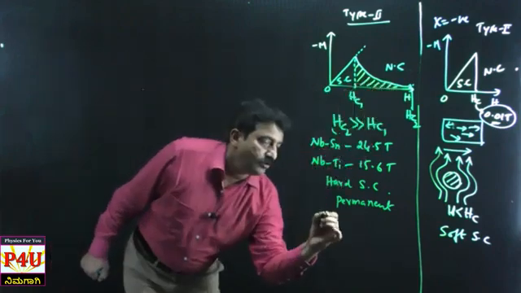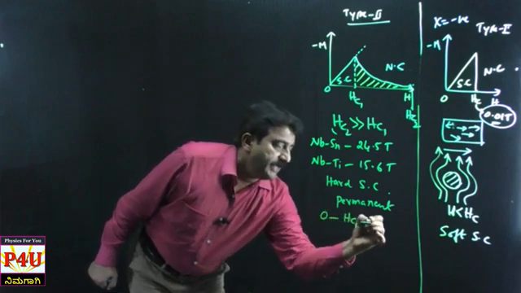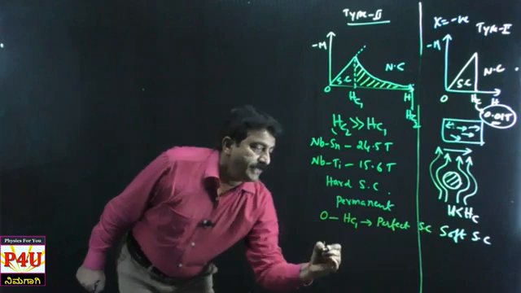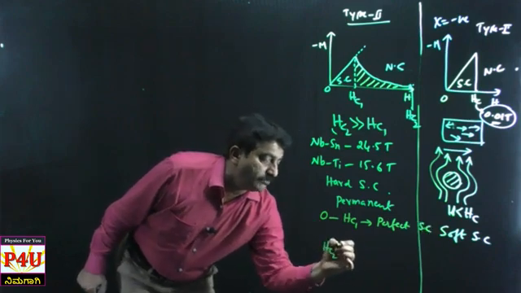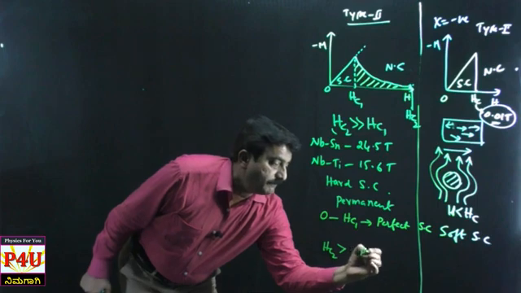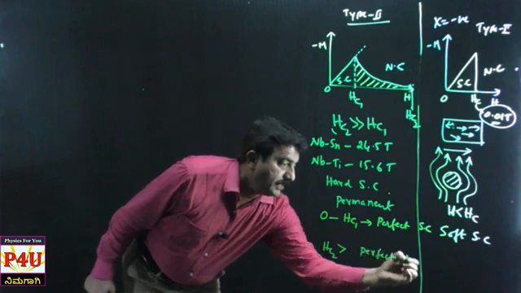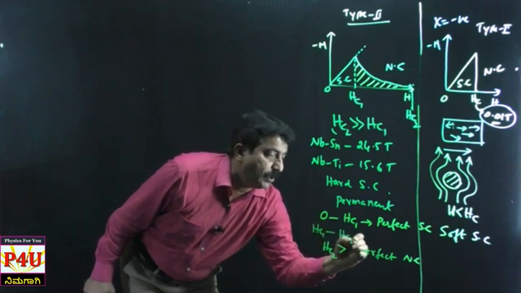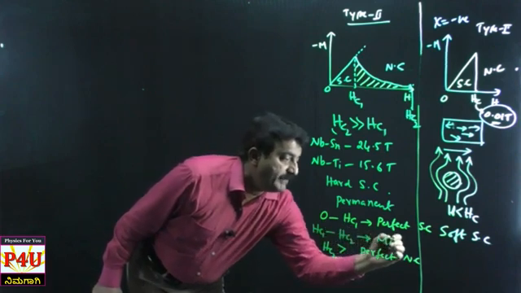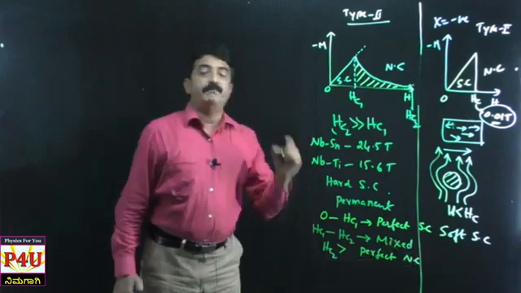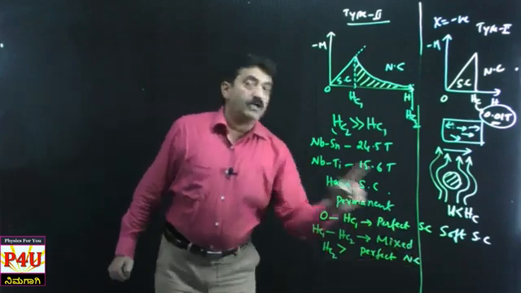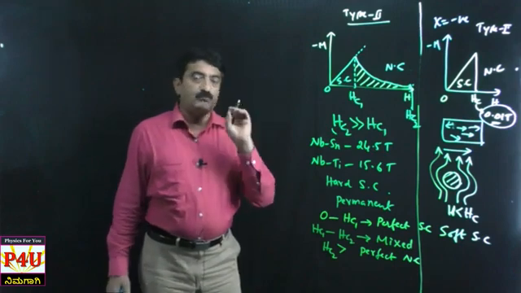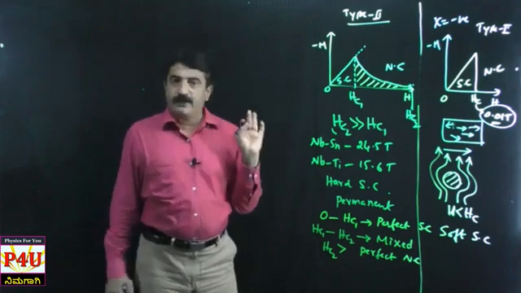From 0 to Hc1 it is a perfect superconductor. From Hc2 onwards it is a perfect normal conductor. What about from Hc1 to Hc2? Follow carefully. It will be in a mixture. It is in the mixed state. It is partially superconducting, partially normal conducting. That means it is both a superconductor as well as a normal conductor.